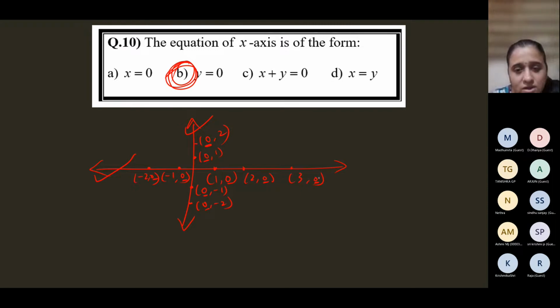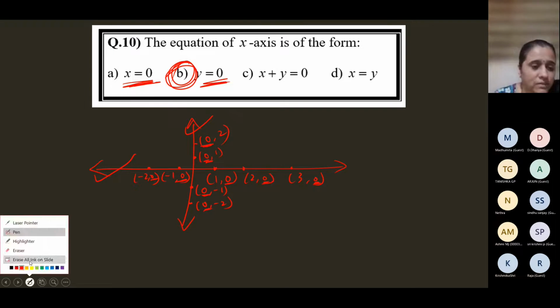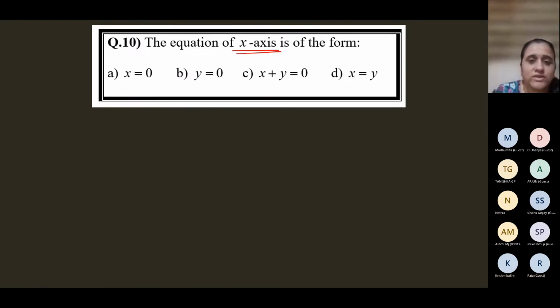On the x-axis, y coordinate is always 0. So y is equal to 0 is the equation of the x-axis. On the y-axis, the x coordinate is always 0. So x is equal to 0 is the equation of the y-axis. So for this one, the equation of the x-axis is y is equal to 0, and this is the equation of the y-axis. So this is the correct option, y is equal to 0.